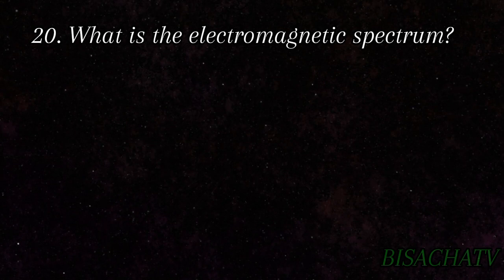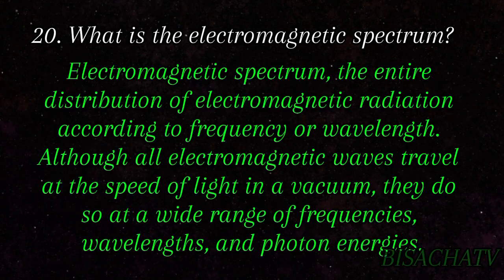20. What is the electromagnetic spectrum? Electromagnetic spectrum, the entire distribution of electromagnetic radiation according to frequency or wavelength. Although all electromagnetic waves travel at the speed of light in a vacuum, they do so at a wide range of frequencies, wavelengths, and photon energies.